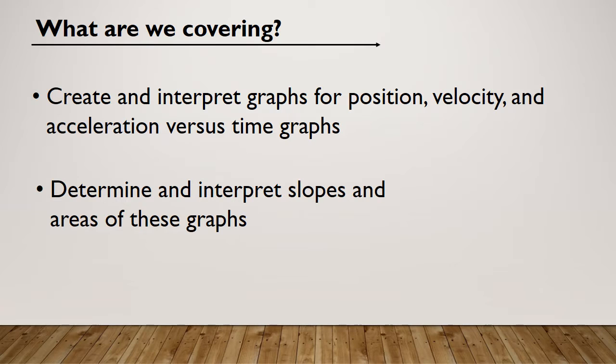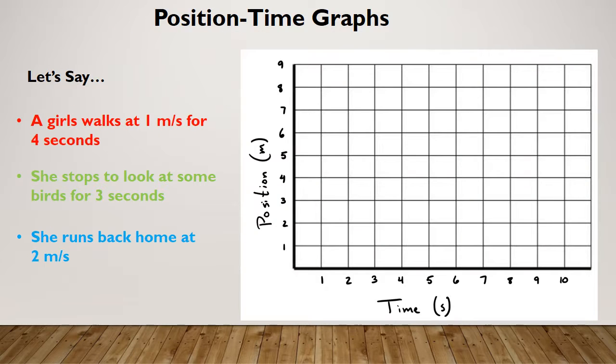So let's get started. Here we have a blank graph, and we want to make a position time graph from these little statements over on the left. Let's say a girl's walking at 1 meter per second for 4 seconds. So she starts at 0, and after 1 second she's walked 1 meter, and then 2 seconds 2 meters, 3 seconds, 3 meters, and so on and so forth. So we have a line right there for those first 4 seconds.